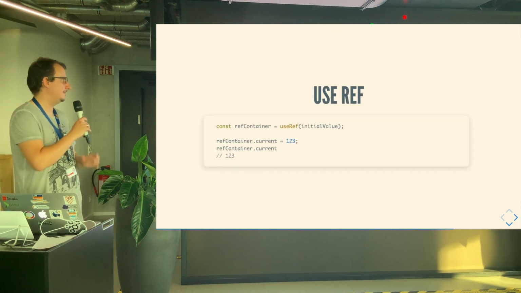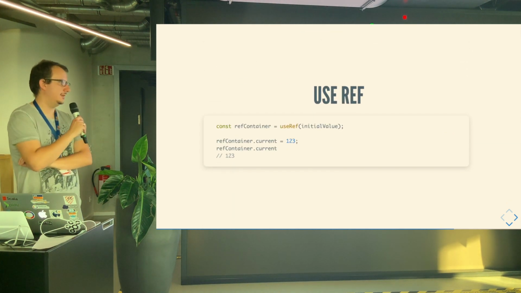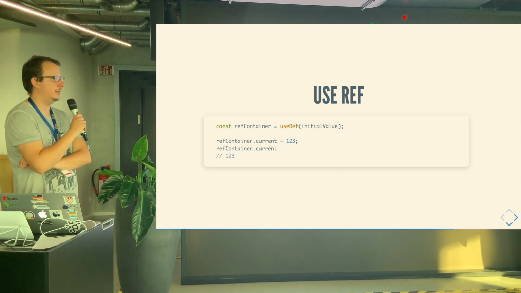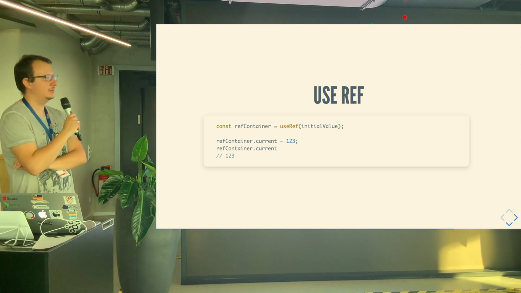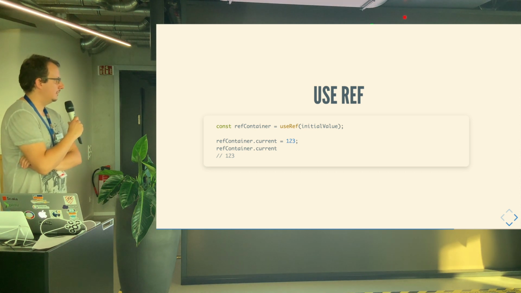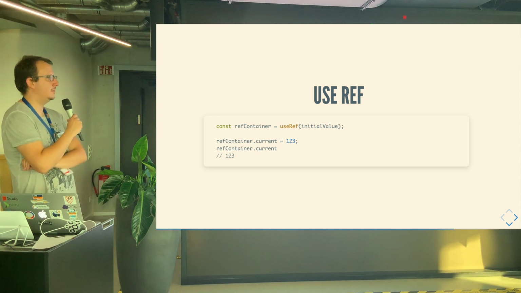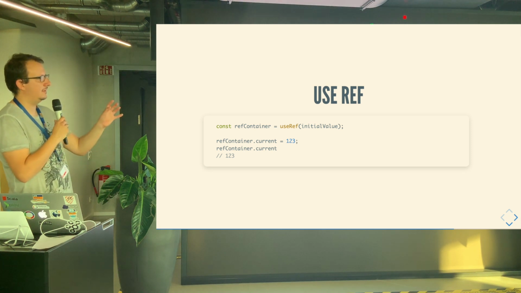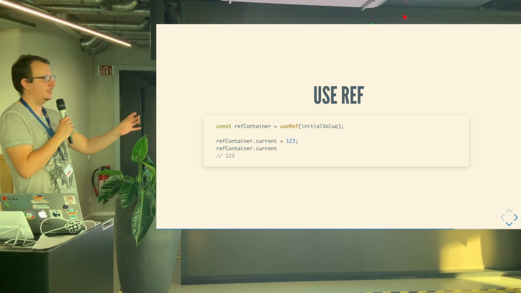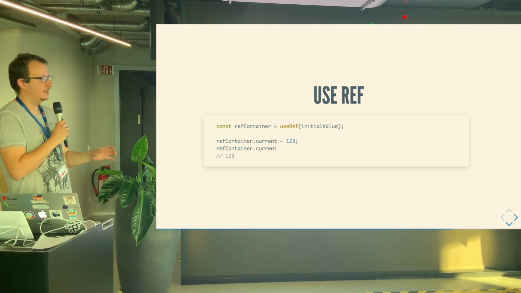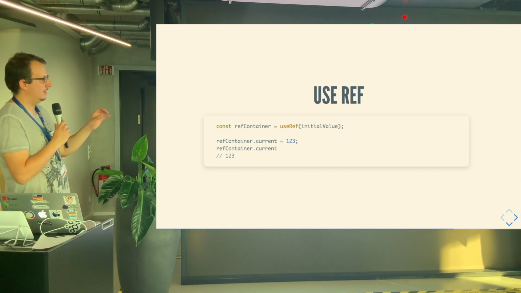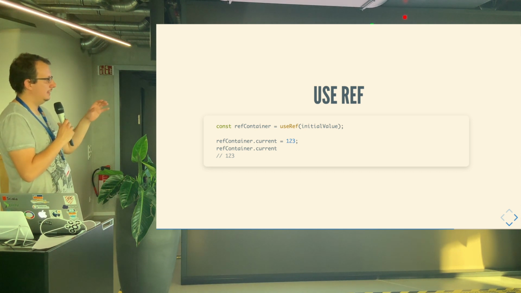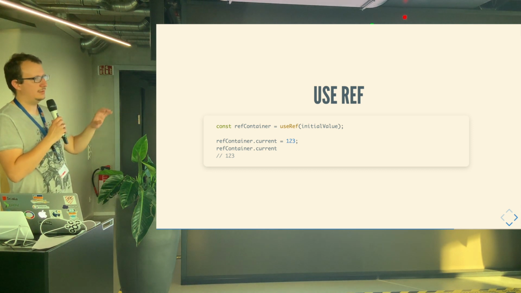Use ref. Ref is a hook which gives you a box which can contain mutable variables. Why is that useful? The box memory address will stay the same. So you will always have the same box, but the contents can be mutated, and it's the only native way of having mutable values between renders.